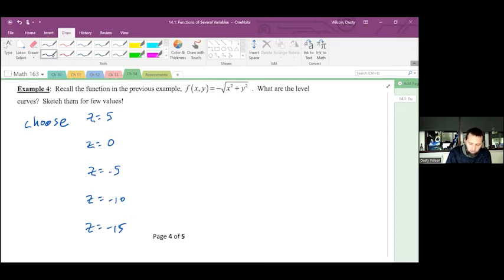So if we look at our positive 5 to start with, I want to graph 5 equals negative the square root of x squared plus y squared. Now notice the square root is always going to be positive, so negative the square root is always going to be negative, and so this has no solution.